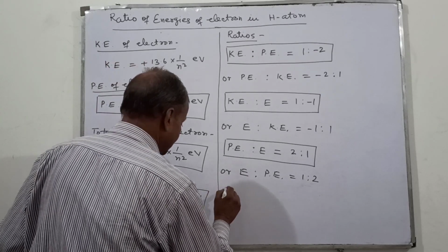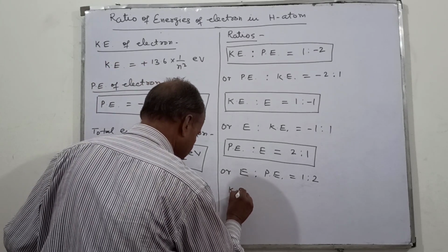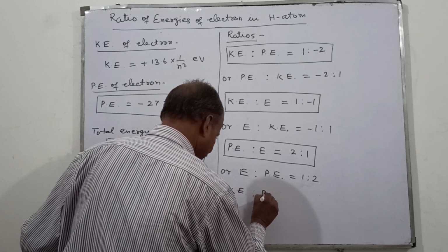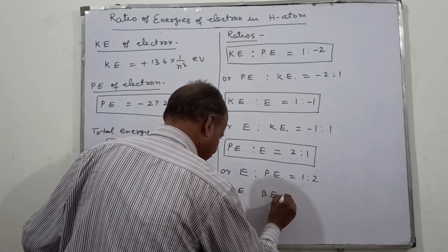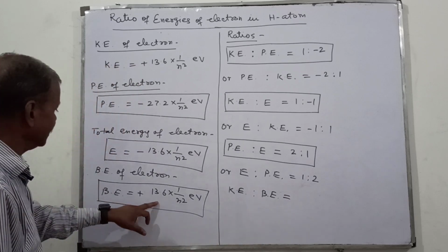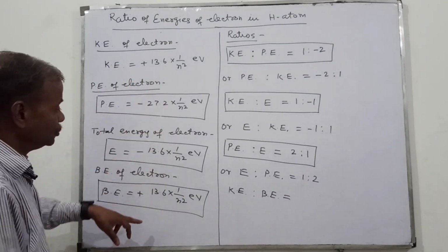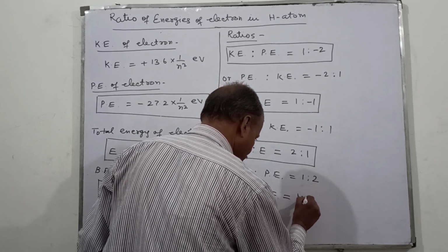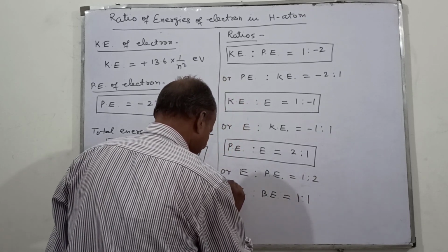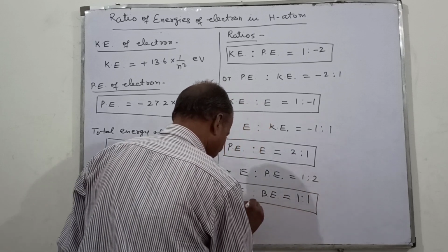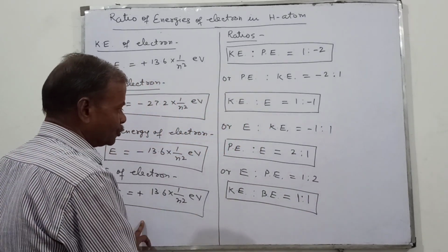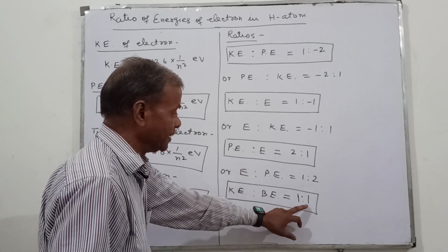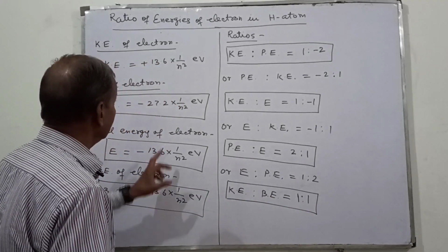Now we come to the binding energy. Kinetic energy ratio binding energy: these two are the same, so we have the relation 1 ratio 1. Whether you write binding energy ratio kinetic energy, it will also come out to be 1 ratio 1. So both are equal.